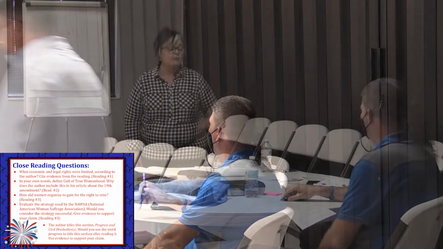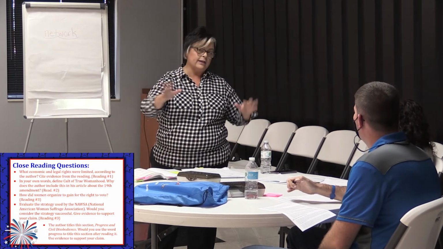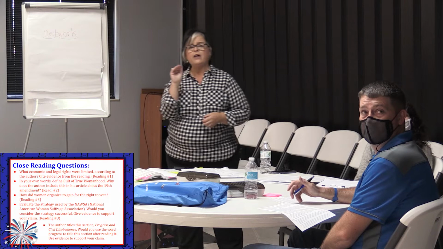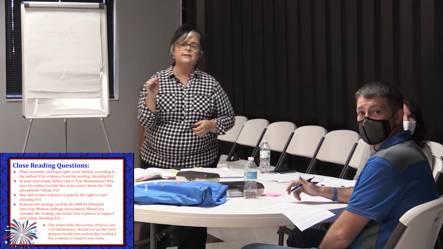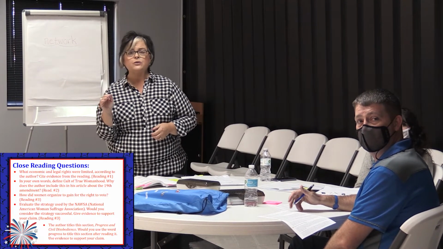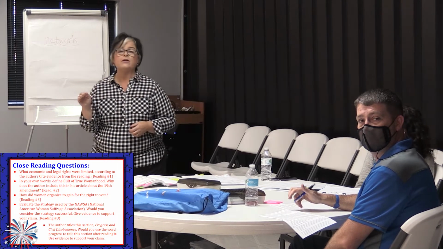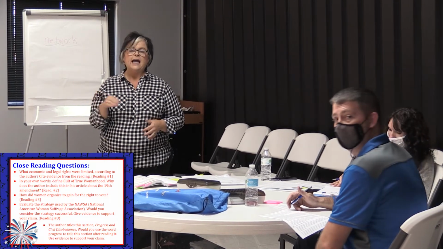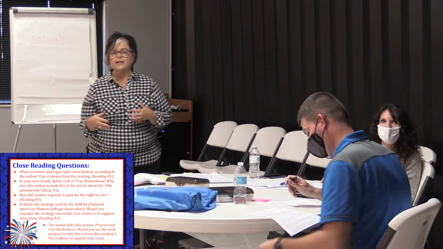So very good, and we'll go back to Kim. Awesome. Okay, now I'm going to come over. So now I'm going to make believe I have about 4 more kids at this table, and I came over and talked to them. If you can see on the screen here, you can see question number 4, or actually the 5th dot, but it's from the 4th section. It says, the author titles this section Progress and Civil Disobedience. Would you use the word progress to title this section after reading it? And then I wanted them to use evidence to support that claim.